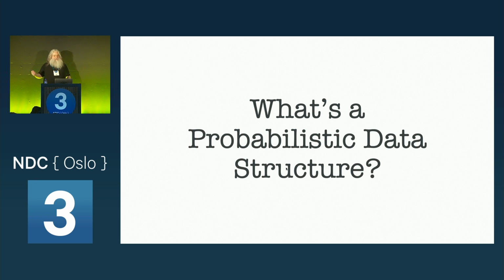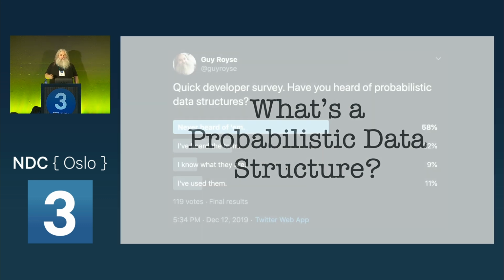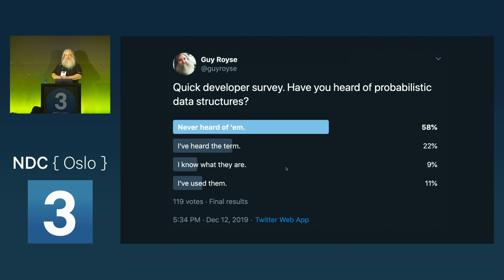So if you don't know what a probabilistic data structure is, don't feel bad. Most of us don't. That's why you're here, right? I did a survey on Twitter when I was putting this talk together a couple of years ago. And fully 60%, like 3 out of 5, had never heard of them. And 1 out of 5 had heard the term, but they didn't know what it was. And the other 1/5 of the people either knew what they were or had actually used them. So you're in good company. Nobody knows what these things are. So that's why we're here.